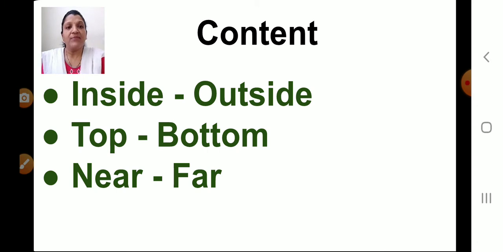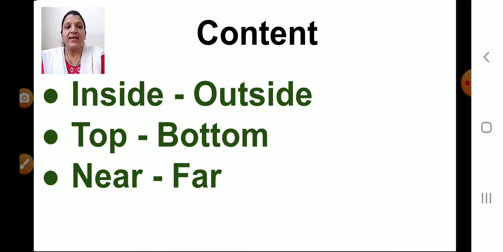Okay, before going ahead, tell me what is position? Position is the place where someone or something is situated.